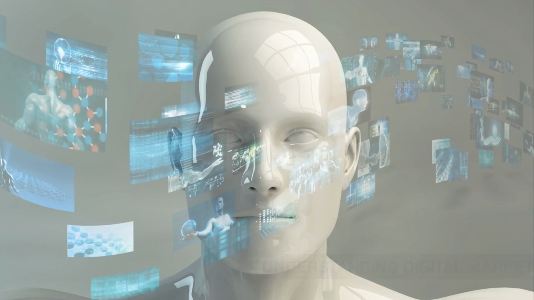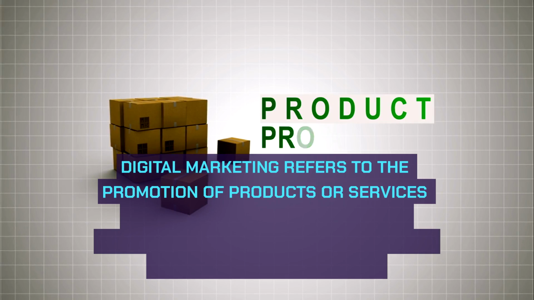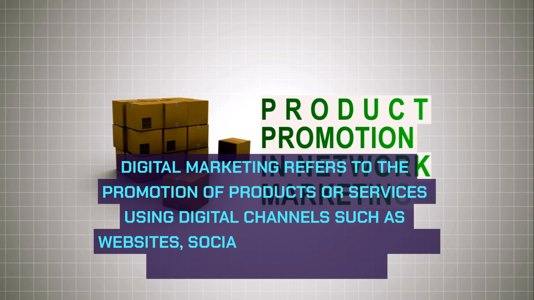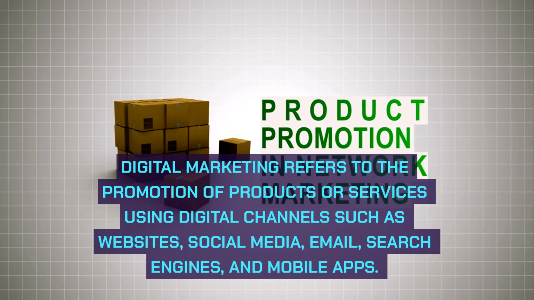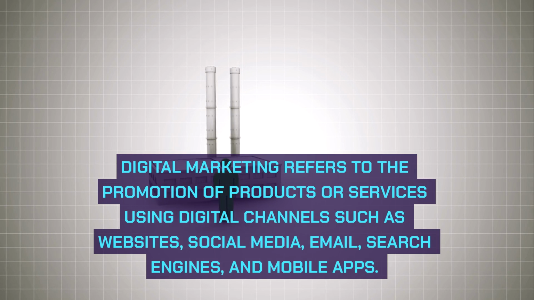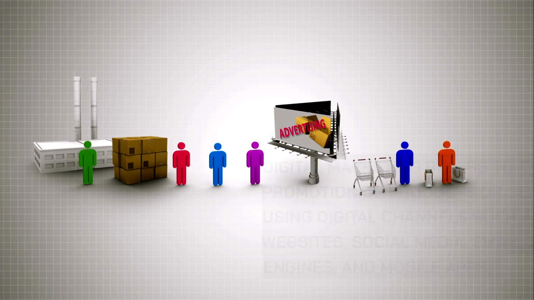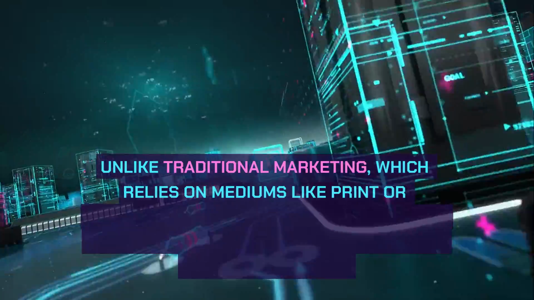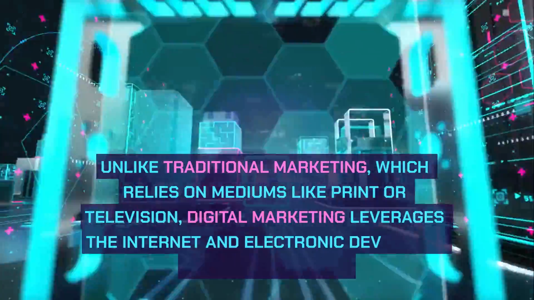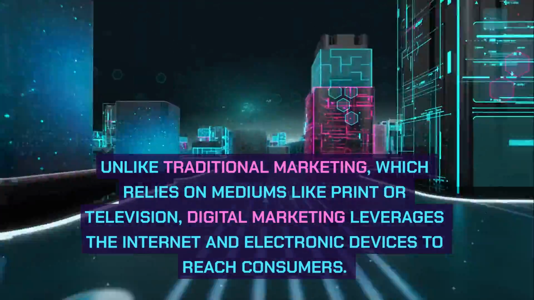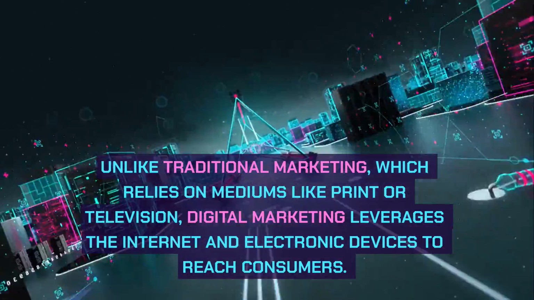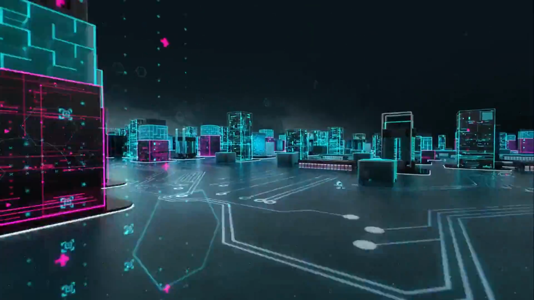Understanding digital marketing. So, what exactly is digital marketing? Digital marketing refers to the promotion of products or services using digital channels such as websites, social media, email, search engines, and mobile apps. Unlike traditional marketing, which relies on mediums like print or television, digital marketing leverages the internet and electronic devices to reach consumers.